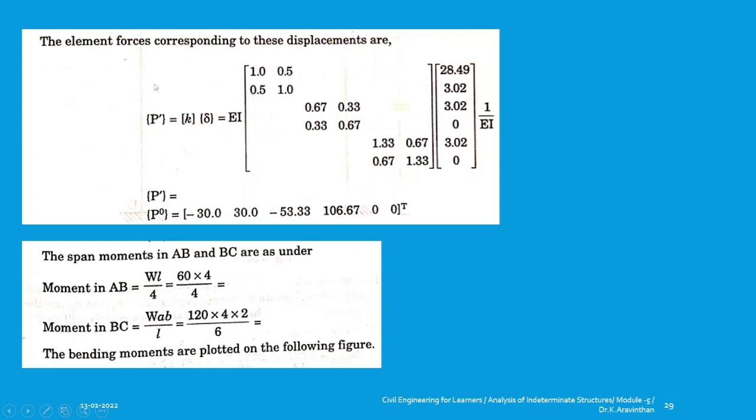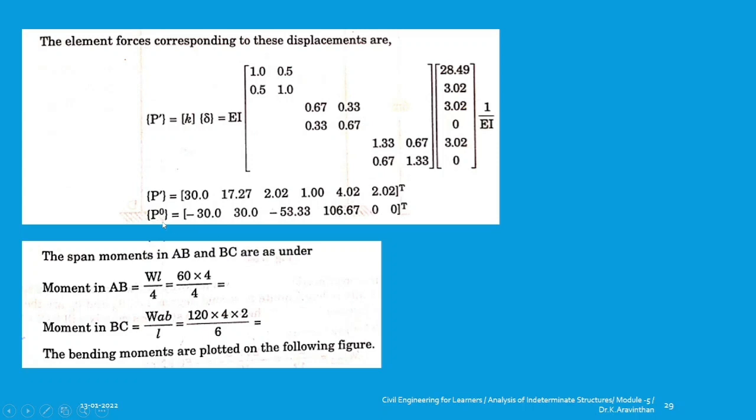Yes. Now the next value is P dash. How to find that? K matrix into del. So this is your element stiffness K matrix, and del you have currently found at the last step. So you multiply each row into this column. The formula is always rows into column. So row is 1 into 28.49, 0.5 into 3.02. Now this will yield you this answer, which is 30. If you add this, that is half of 3.02 plus 28.49, it will give you 30. Likewise, you multiply row into this column, you will be getting this P dash.